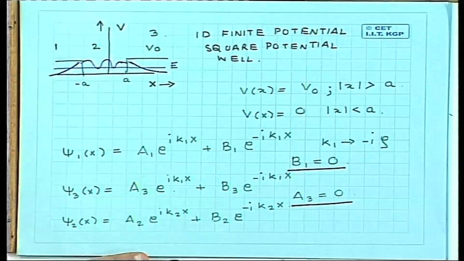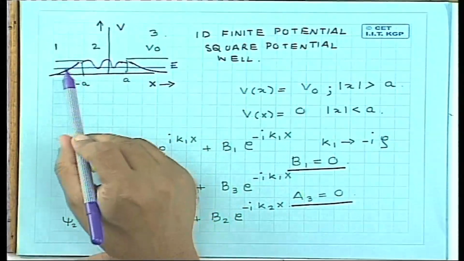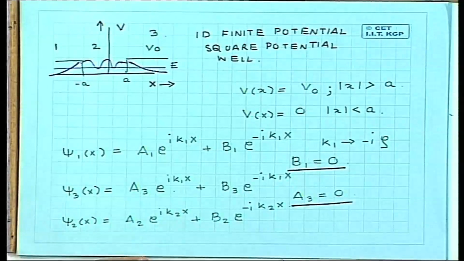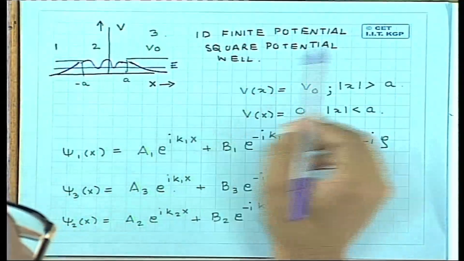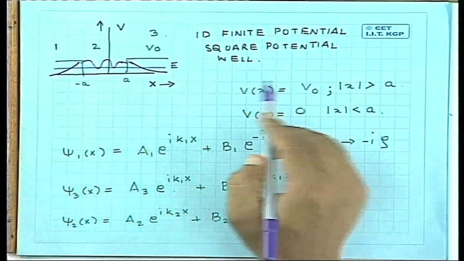In a quantum situation, we have to solve for the wave function in all of these regions and then match the boundary conditions and see what it implies. This problem is a one-dimensional finite potential well, or it is also called the square potential well.